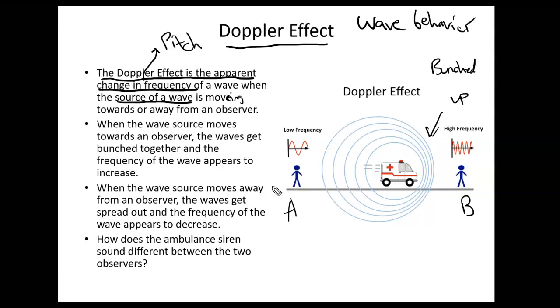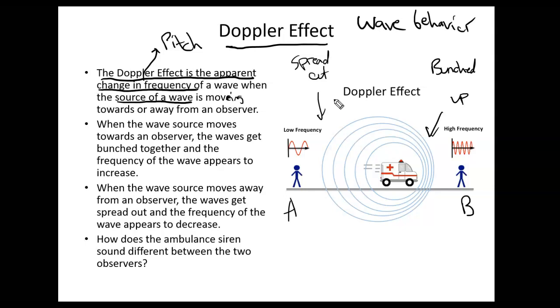Because person A is over here on the left and the ambulance is moving away from them, the waves on this side get spread out. And because they get spread out, the wavelength goes up. That means the frequency goes down. That means they hear a lower pitch. Okay, and so this is known as the Doppler effect, the apparent change in frequency of a wave when the source of a wave is moving towards or away from an observer.